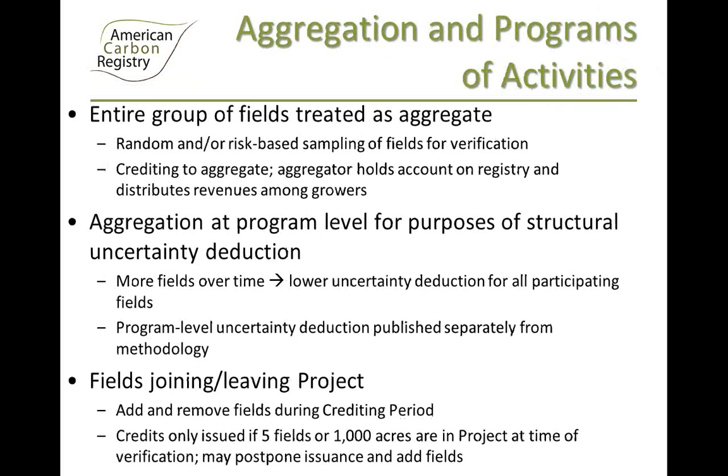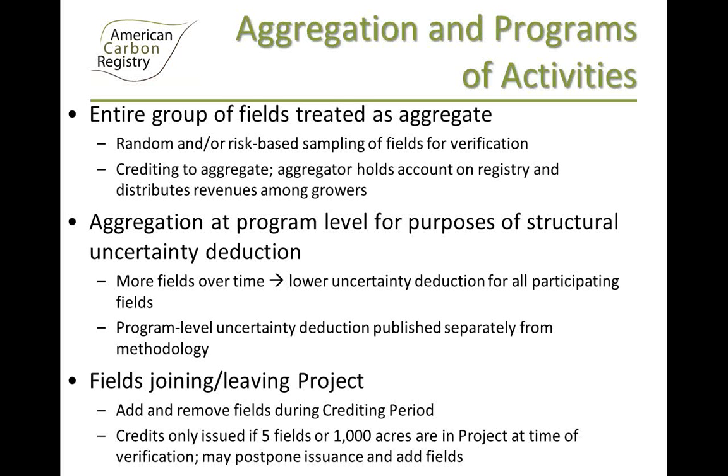And so a lot of those sources are highlighted in the methodology. The final thing I want to talk about is aggregation and programs of activities. As I mentioned, in these projects you'll have multiple farmers, multiple fields, in fact a minimum of 5 fields on 1,000 acres, but likely far more. And that's treated as an aggregate with random or risk-based sampling of fields for verification purposes.